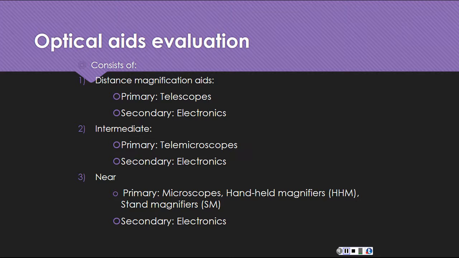When we look at different types of optical aids evaluations or assistive device evaluations, we break things up into the patient's specific distance that they're working at. And then primarily for distance, the telescopes are the primary device that we use. There are some new electronic devices available that can actually focus at a distance. You'll hear about eSight. You might have heard about a Jordy that's available.